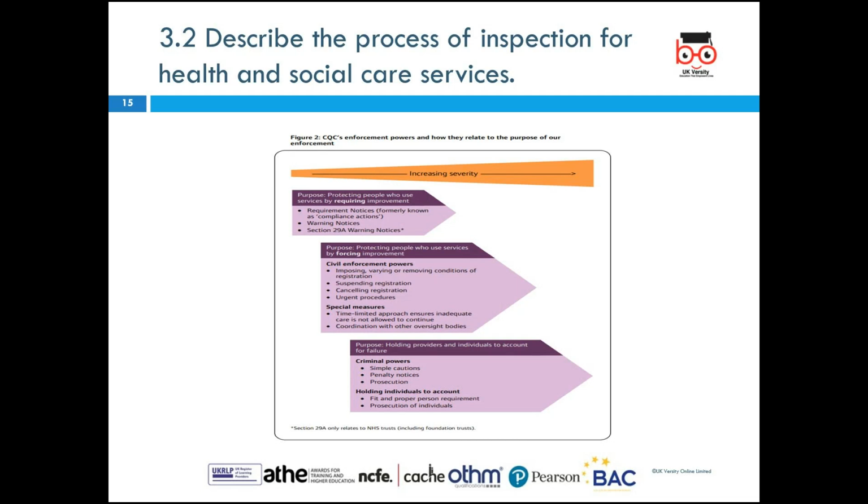Then they'll go into the second stage, where they look at the civil enforcement powers and start imposing those. They'll put conditions on, they'll take conditions off, they might get rid of your registration, they might suspend or cancel you, or they might say this has to be done urgently. They might also put down special measures, where they'll say you've got this much time to fix this. And then the most severe stage is where they go on to criminal powers, where they'll give cautions, penalty notices, and also go on to prosecution.